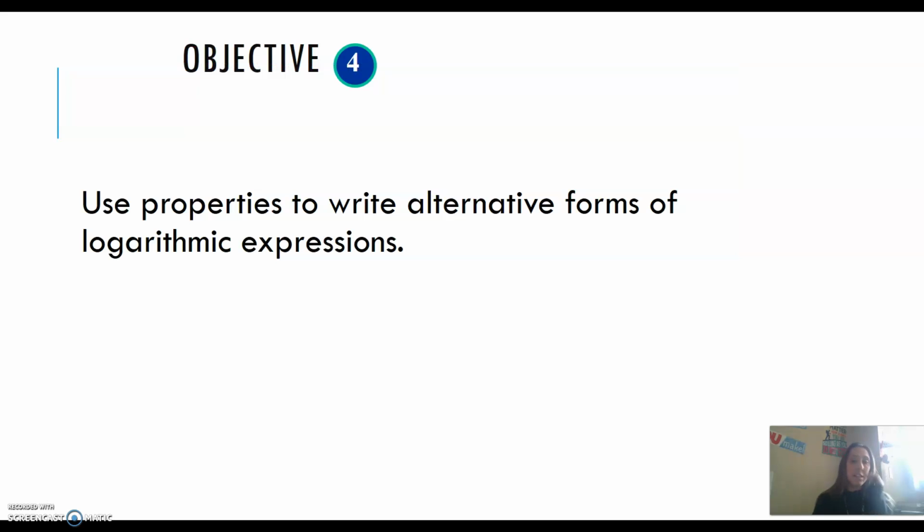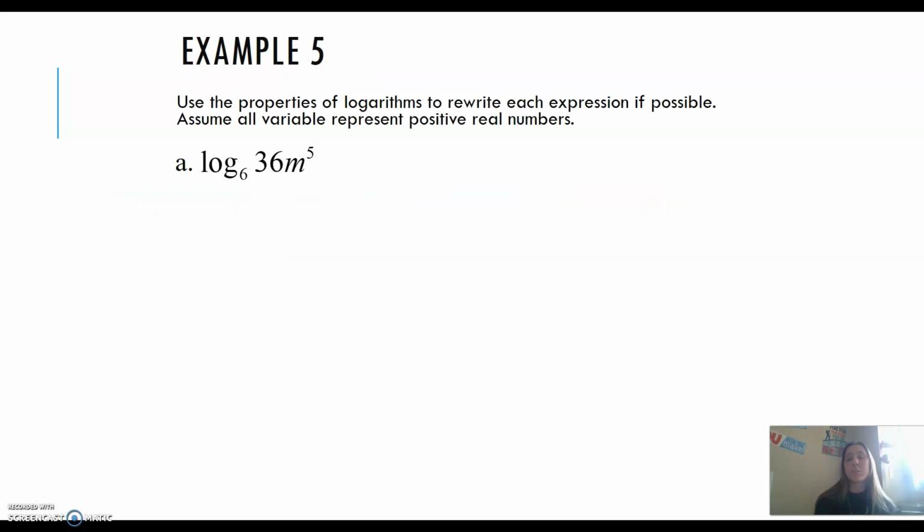Okay, so now we're going to use properties to write. This is where we're going to be expanding and compressing logarithms. We're going to make them big and small and go back and forth and use all the rules. So the first thing we want to do is look at this log base 6 of 36 times m to the 5th. Let's rewrite that and use the product rule, because I have 36 times m to the 5th.